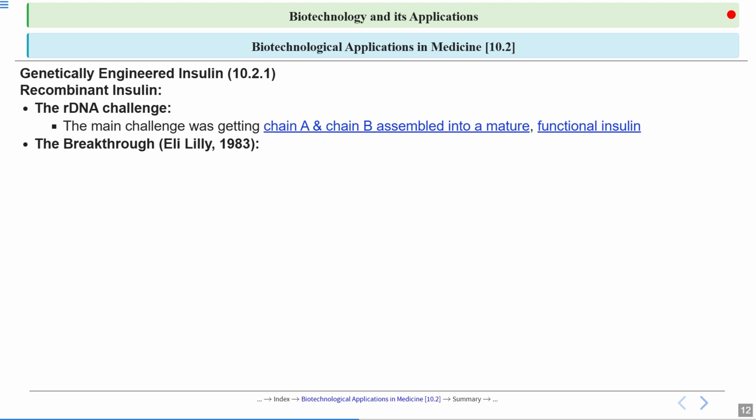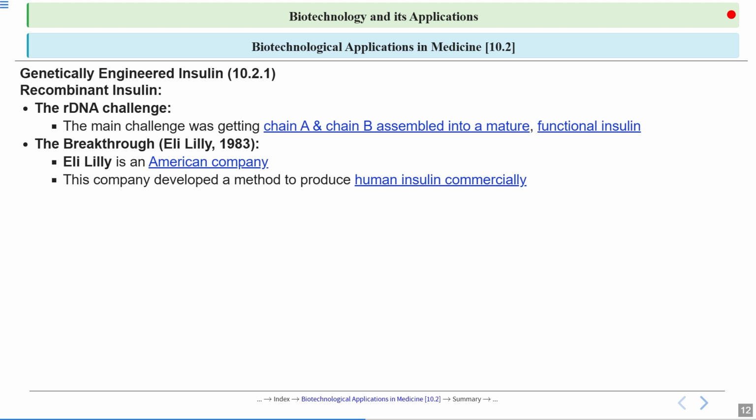So there was a breakthrough, which Eli Lilly, an American company, achieved in 1983. They knew that if we take the gene to synthesize the whole proinsulin, then it would be very difficult to do the processing step where we have to remove the C peptide. So in 1983 this company developed a method to produce human insulin commercially.